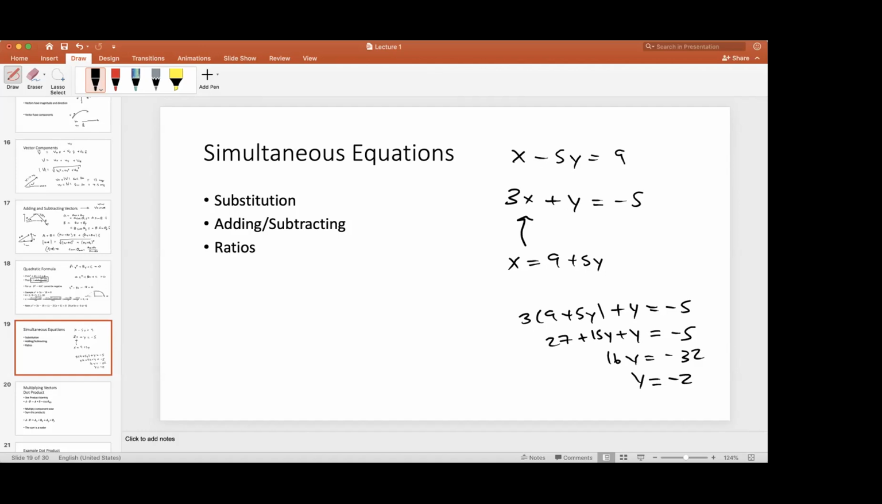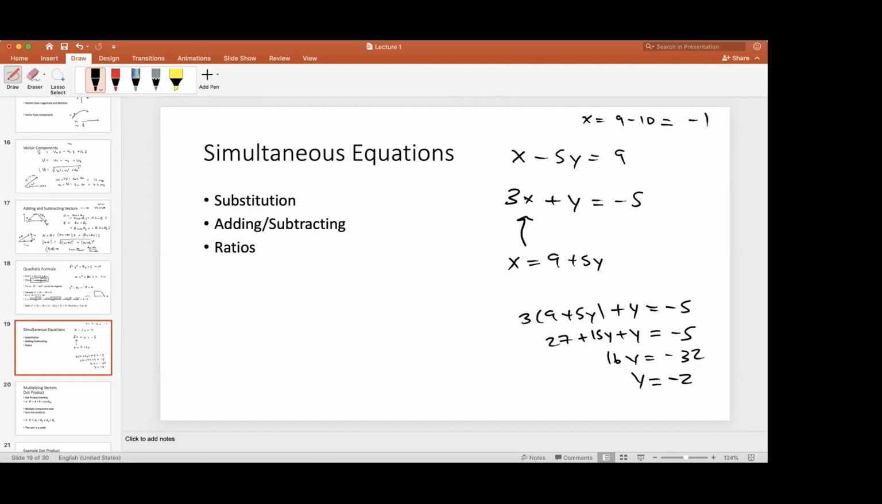If I substitute y is -2 back in here, I get -2 times -5 is 10. So I get that x is 9 minus 10, which is -1. And I know that y is -2. Does that solve both of my equations? -1 minus 5 times -2 is 10. -1 minus 10, or plus 10, is 9.